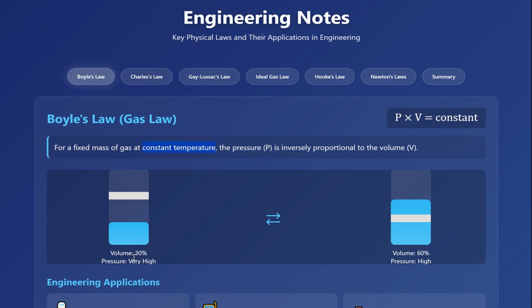For example, here, when the volume is 30%, pressure is very high. But when the volume is 60%, pressure is lower. Which means when volume is less, pressure is higher. But when you increase volume, pressure tries to reduce.